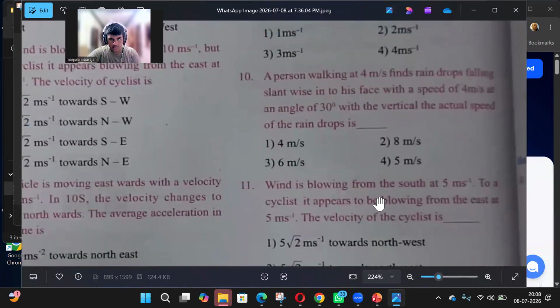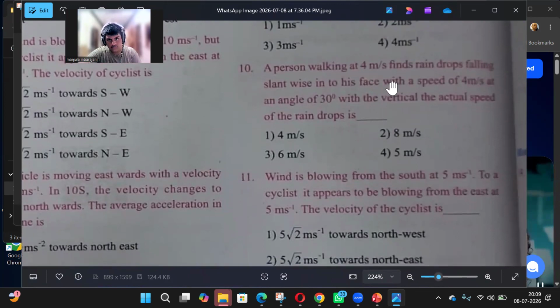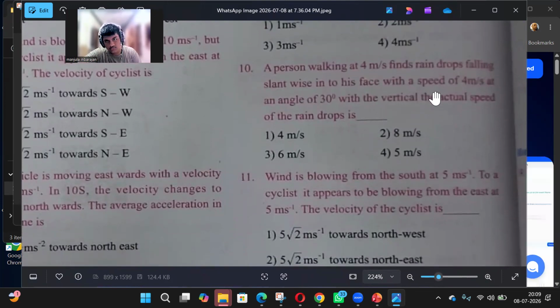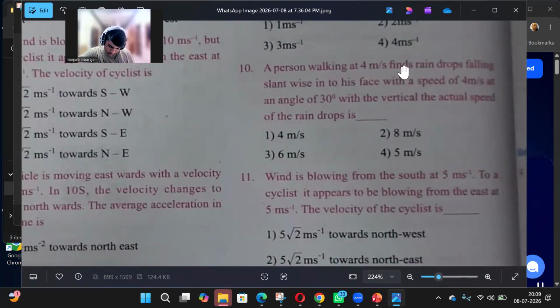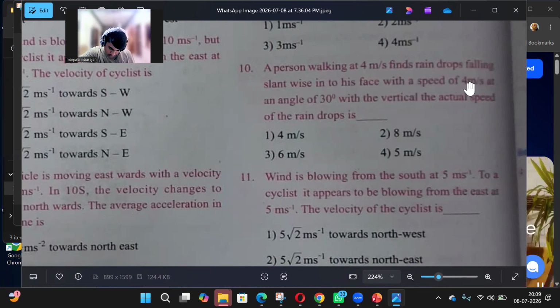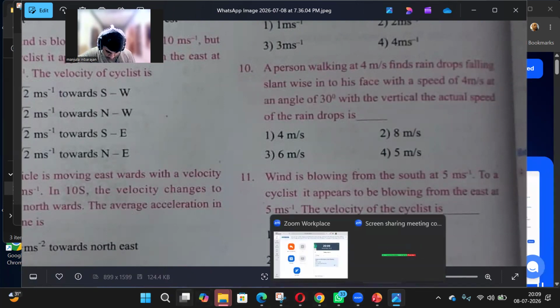Which question? 10th one. Okay. What they are given is, you have to find out what they are given. A person is walking 4 meters per second. So velocity of the man is 4. Raindrop is slantwise on his face. So this velocity is the second 4 they are given. What velocity is it? Velocity of rain or something else?